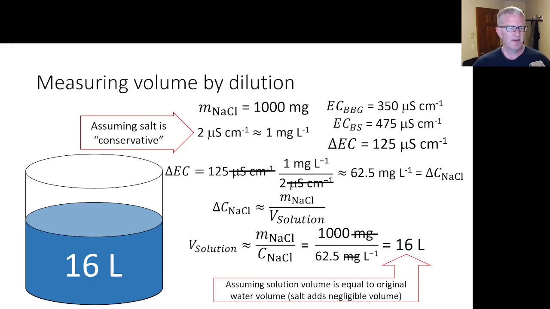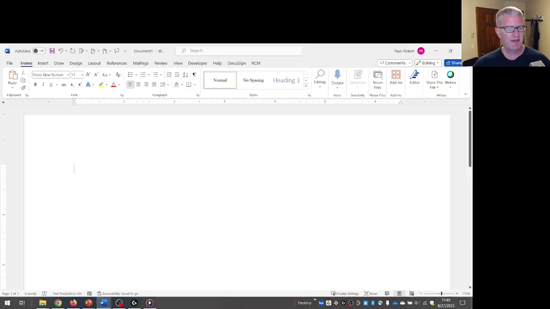We've been through an example of estimating the volume of a solution based on adding a known mass of a solute and then measuring the resulting change in the concentration. I'd like to go through this example again, but this time I'm going to do it in Microsoft Word so I can show you how to use Microsoft Equation Editor and how to represent mathematics professionally and electronically.